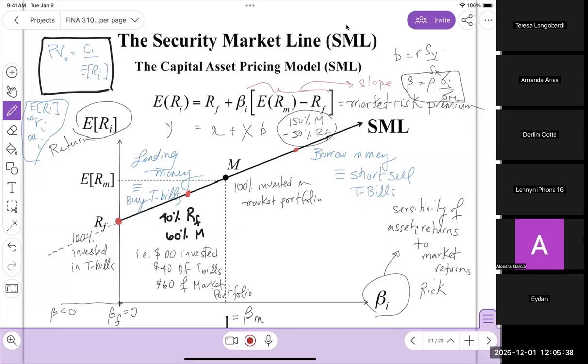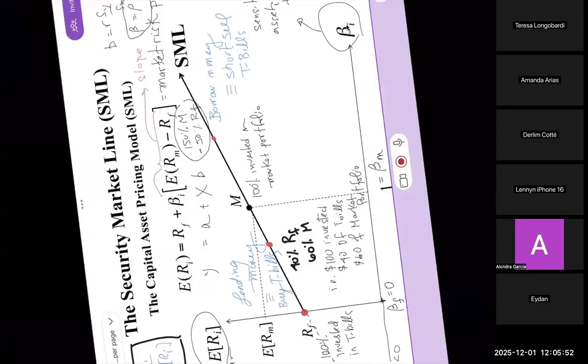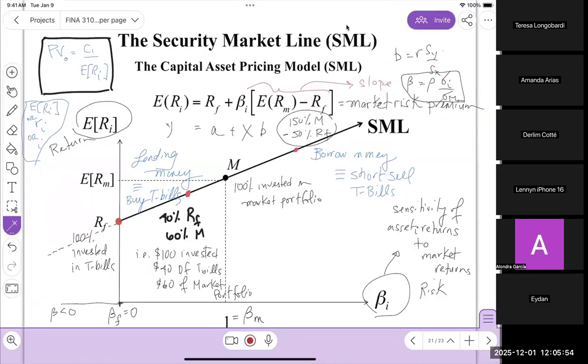And let's go back again to the definition of the beta. Beta is the sensitivity of an asset's returns to market returns. So if an asset's returns are negatively correlated with market returns, it will have a negative beta. So what's a sector of the economy that's negatively correlated with the market?